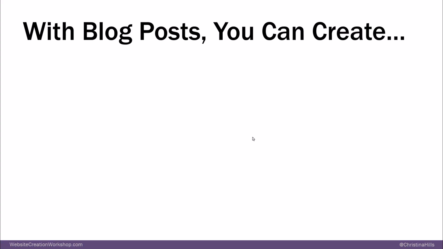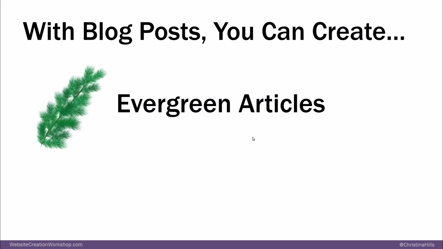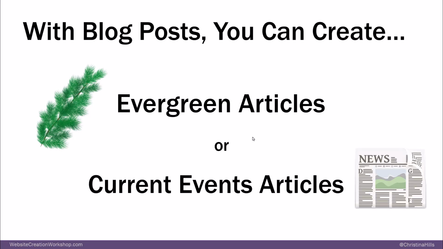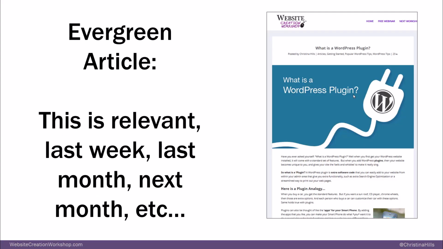All right, so with blog posts, you can create evergreen articles or you can create current event articles, and I'm going to explain what the difference is between evergreen and current events. And you might already know, but I'm going to go through this explanation anyways. An evergreen article is an article that is relevant last week, last month, next year. It's not tied to the news. So like the Super Bowl, that would be a news-related article that then becomes sort of outdated.